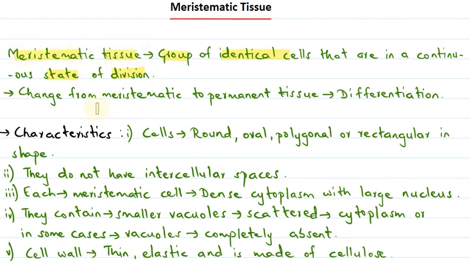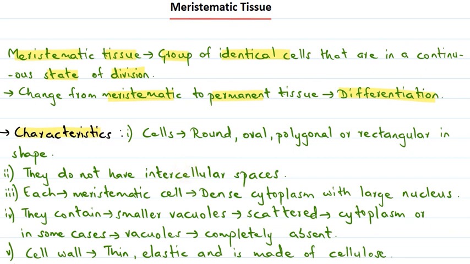So what happens is that some cells produced by meristematic tissues stop dividing and acquire certain changes and get converted into permanent tissues. This change from meristematic to permanent tissue is known as differentiation. Then we looked at the characteristics of meristematic tissues.